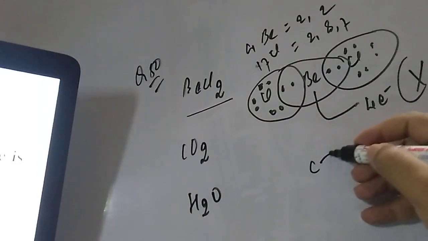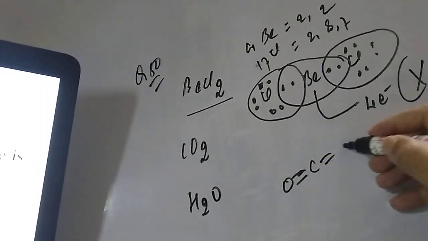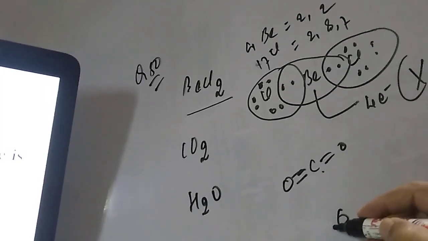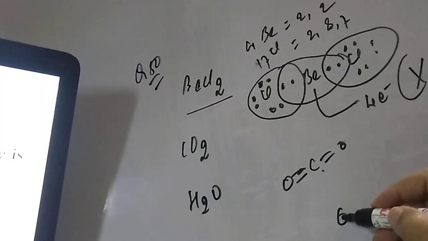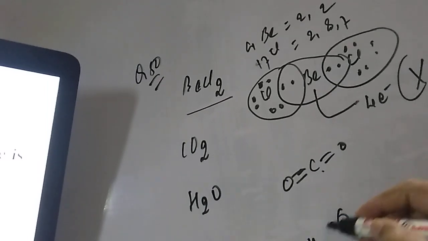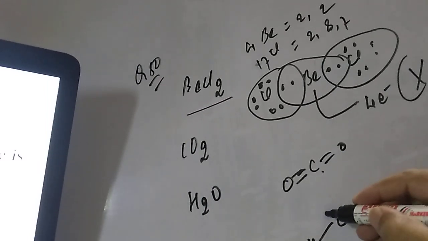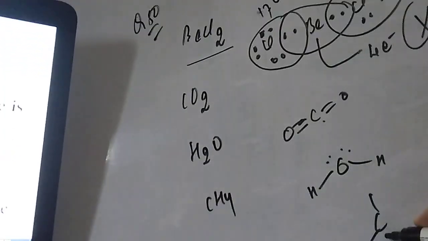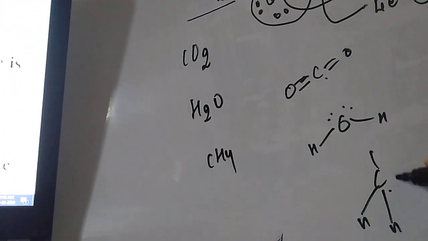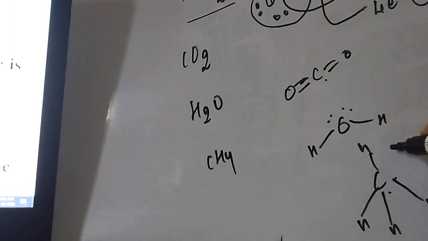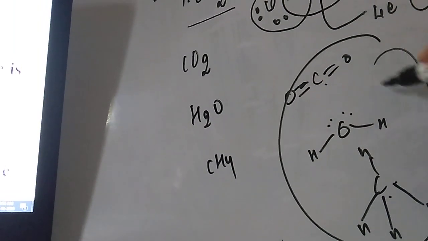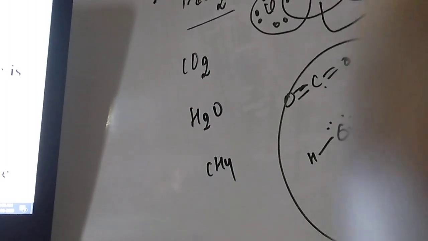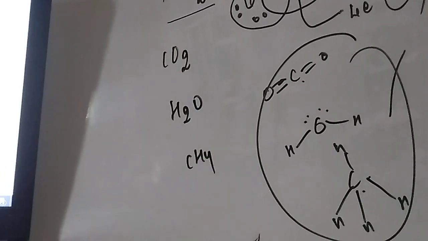If you check carbon dioxide, oxygen forms 4 bonds, which means 8 electrons, so the octet is completed. Oxygen in water has 6 electrons and shares with hydrogen, so it also has 8 electrons. Methane also forms 4 bonds, and 4 bonds means 8 electrons. So the required option will be option number 1. In BeCl2, beryllium has only 4 electrons.